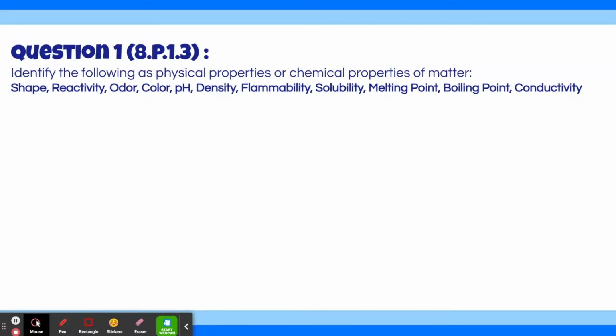Question 1. Identify the following as physical or chemical properties of matter: shape, reactivity, odor, color, pH, density, flammability, solubility, melting point, boiling point, and conductivity. You can pause the video here and take time to answer the question and then play it again when you're ready to see the answer.